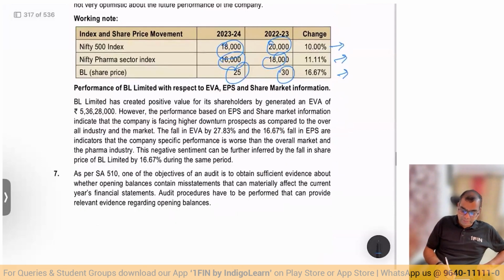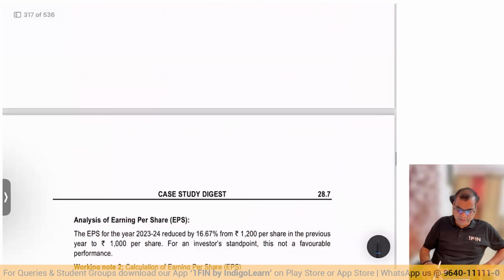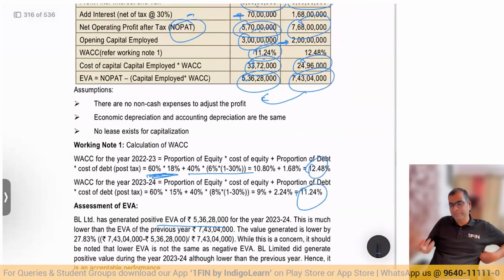So they have created positive value for shareholders. However, EPS and stock market indicate they are facing higher downturn, or basically they are facing headwinds. Okay, fall in EVA is 27%, EPS is 16%, and your share price is 16%. So there is a negative sentiment associated with this particular company. Okay, this is a very, very simple thing. There is nothing complicated in this. Only thing that could be potentially complicated is whether you should take average or closing. I typically take average because the profit is earned over the capital deployed over the year, not just the opening capital. But here they have solved using opening capital only.